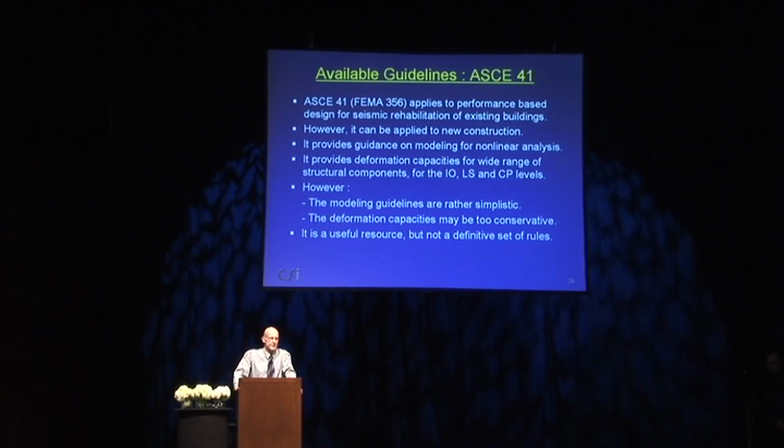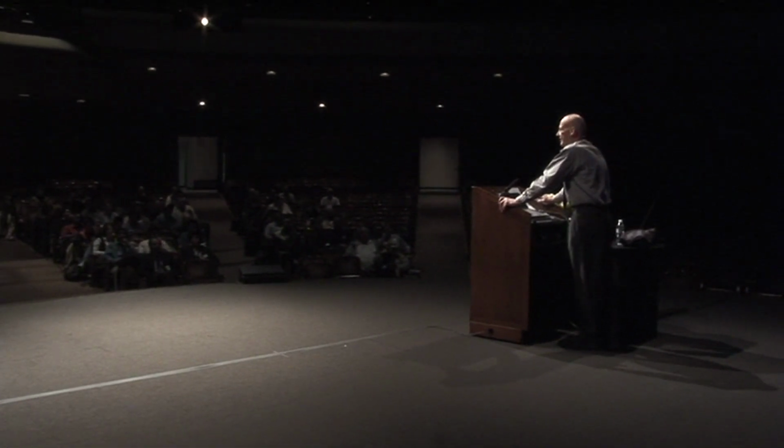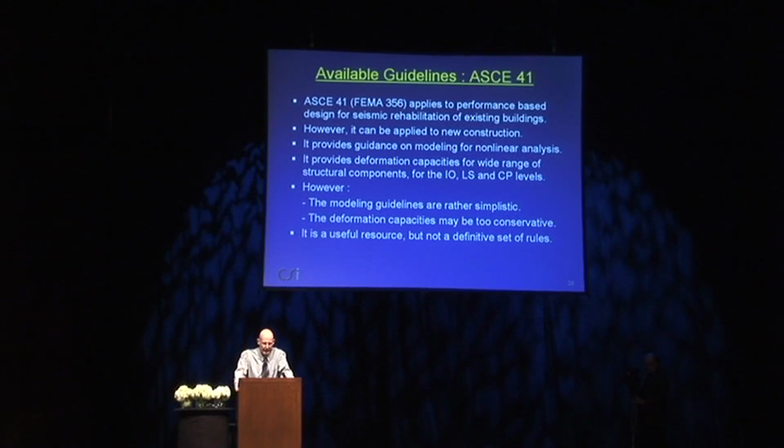However, this is sort of a first try at a code in this area. The modeling guidelines are rather simplistic, and it's argued that the deformation capacities may be too conservative. People indicate perhaps that they may tend to penalize reinforced concrete a little bit more than steel. This is not necessarily bad. I think it's probably a good idea to start off conservative, and maybe you can loosen up later on. It's a useful resource, but not yet a definitive set of rules.